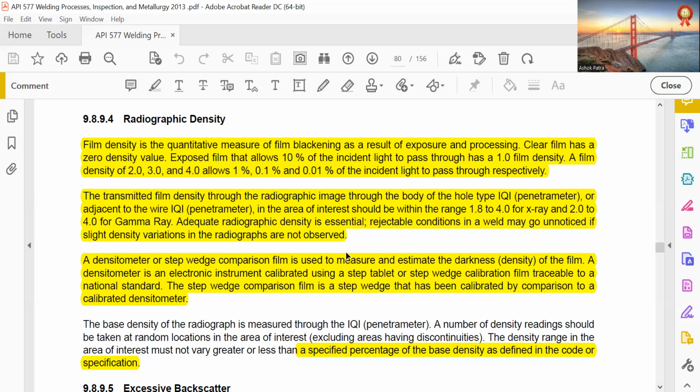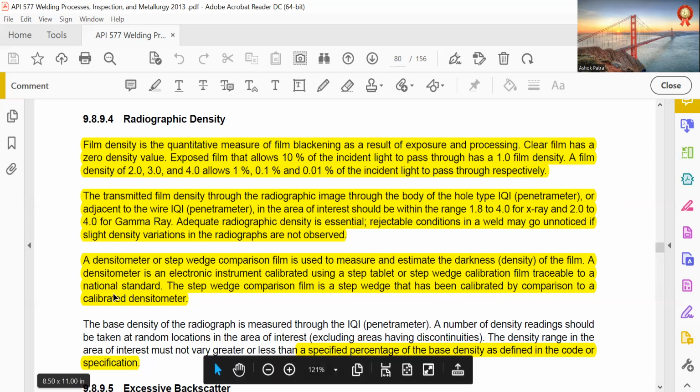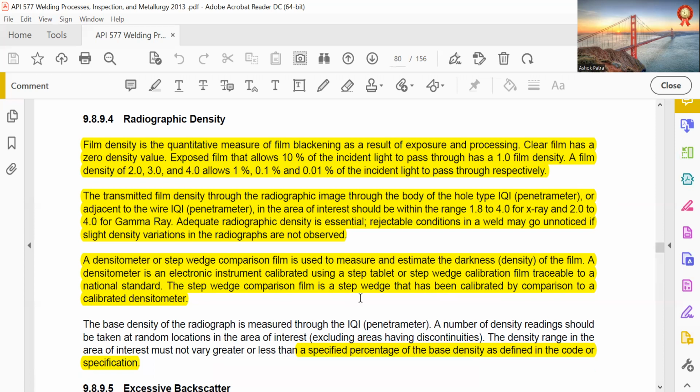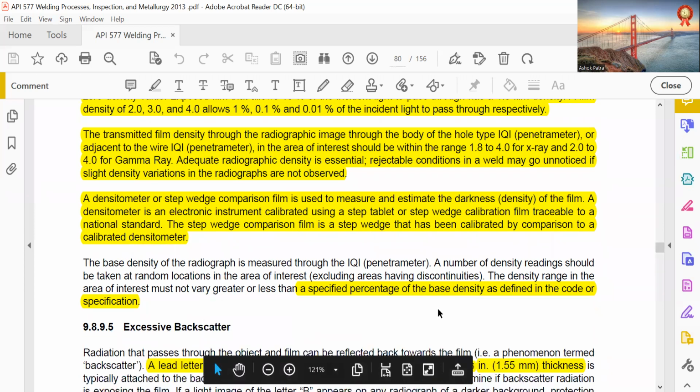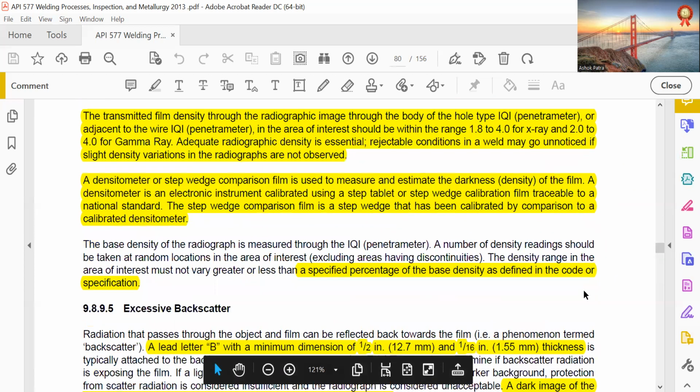A densitometer or step-wedge comparison film is used to measure and estimate the darkness density of the film. A densitometer is an electronic instrument calibrated using a step tablet or step-wedge calibration film traceable to a national standard. The step-wedge comparison film is a step-wedge that has been calibrated by comparison to a calibrated densitometer. A specified percentage of the base density is defined in the code or specification.